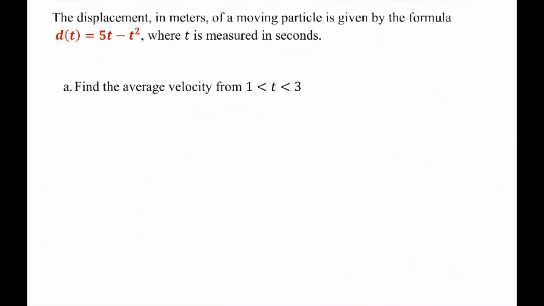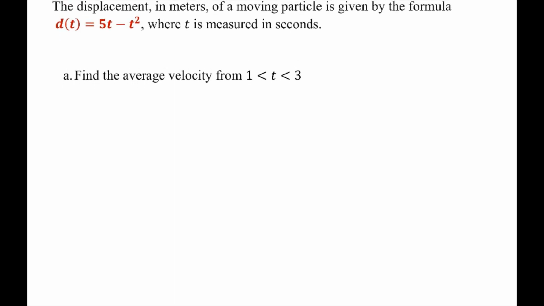Now let's try this question. The displacement in meters of a moving particle is given by the formula d(t) equal 5t minus t squared. Find the average velocity from 1 to 3. So he gave me an interval. So it could be t between 1 and 3, or you can say 1 to 3, open interval here.